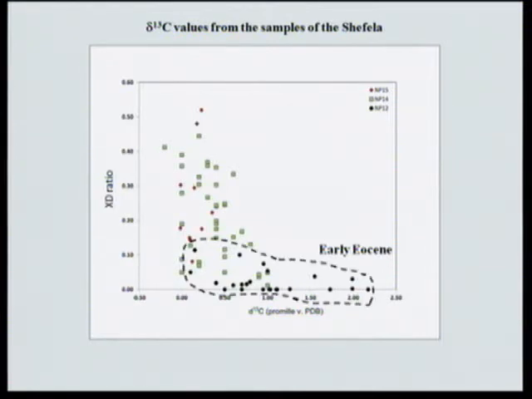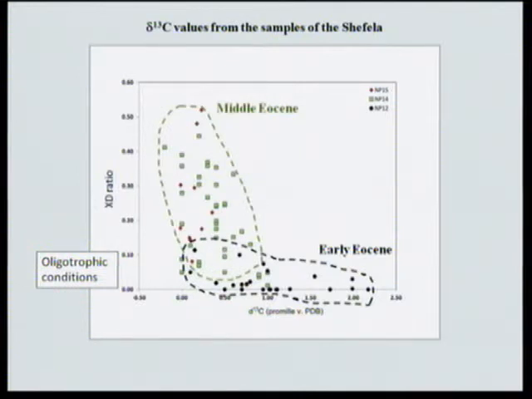We begin with the early Eocene samples, and the early Eocene samples show, as expected, low values of XD ratio, of trophic level, but they show a very large range of delta C13. But on the opposite side, in the middle Eocene, we can see a relatively short range of delta C13, but a very high range of the XD ratio. And remember, these were the oligotrophic conditions, and these were the higher conditions of the middle Eocene.